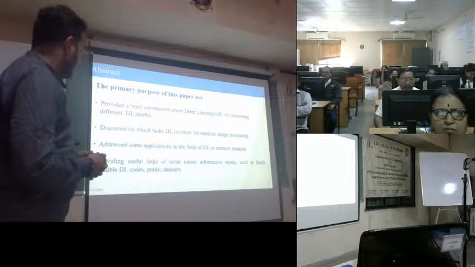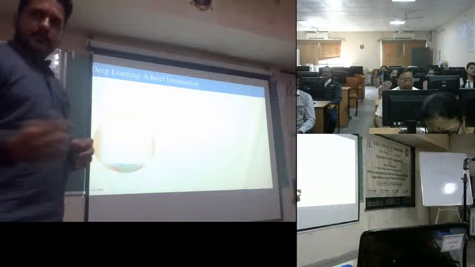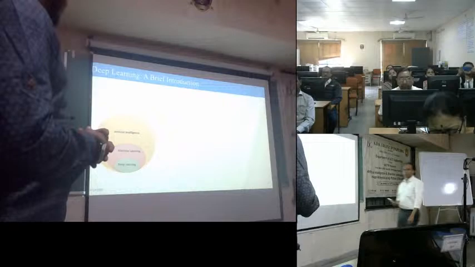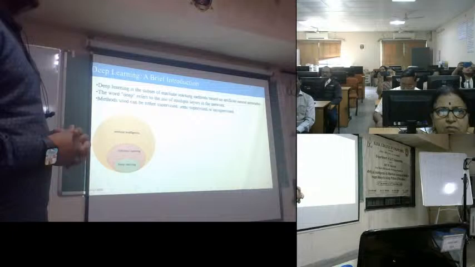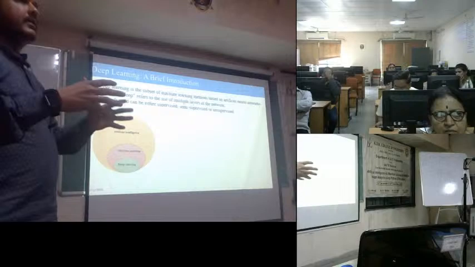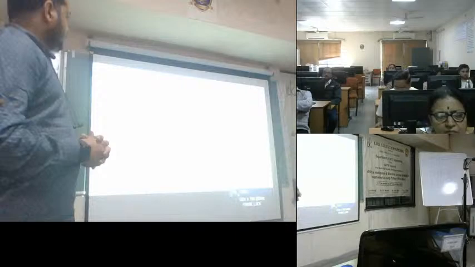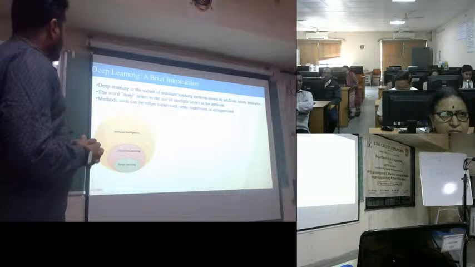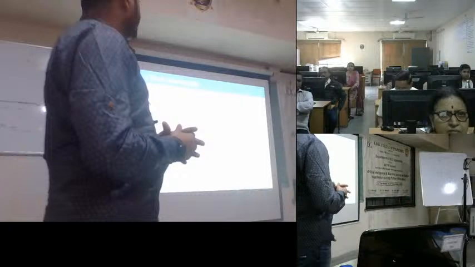Next. So you can see the diagram. Basically, deep learning is a subset of machine learning methods which is based on artificial neural networks. The word deep refers to the use of multiple layers between the input and output layer in the neural network, and the methods which can be used in deep learning are supervised, semi-supervised and unsupervised methods.